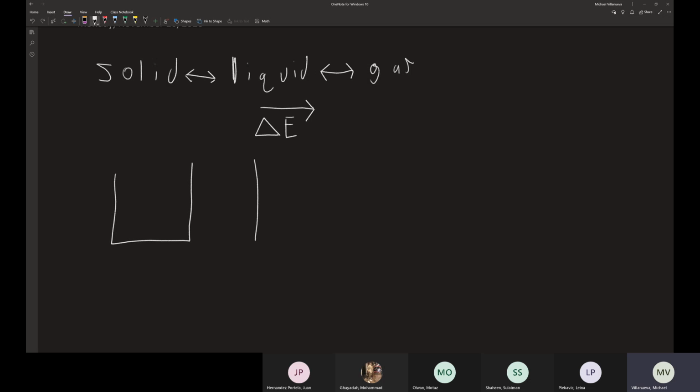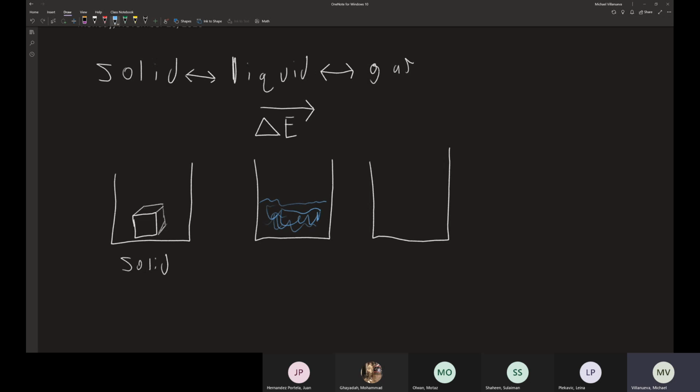So if we have 3 beakers, let's say this is a solid. Let's give it some depth. We just have some solid cube in here. Now let's say we have a liquid. Let's go to blue. And finally, let's go to a gas. With a gas, we're going to need to cover our beaker with some sort of plate to prevent the gas from escaping, essentially.